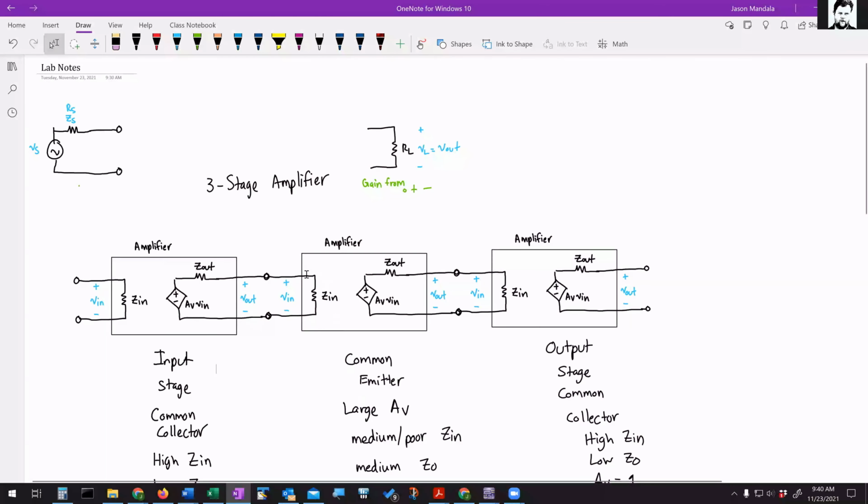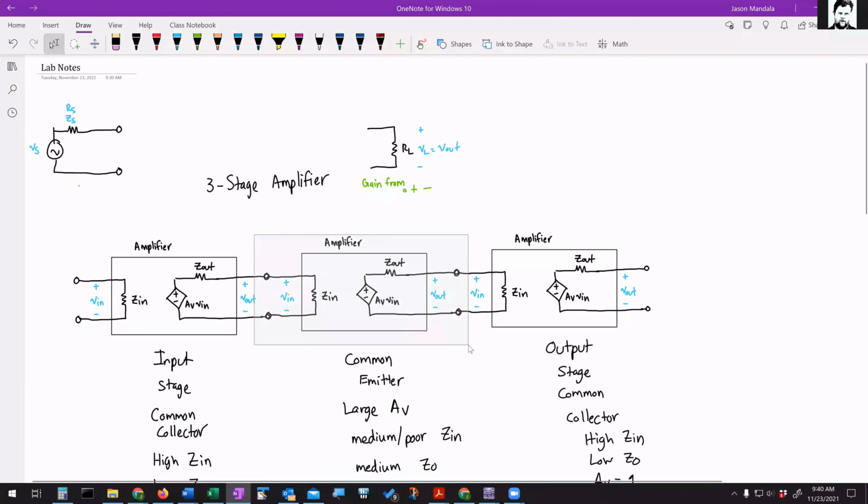And if it's the common emitter amplifier, Z in will probably be a couple hundred ohms up to like kilo ohms. So the input impedance of a common emitter is not great. It's not terrible, but it's not great either. So it's good to put this common collector stage in front. That way it gives you all the benefits of having a large input impedance and a small output impedance.